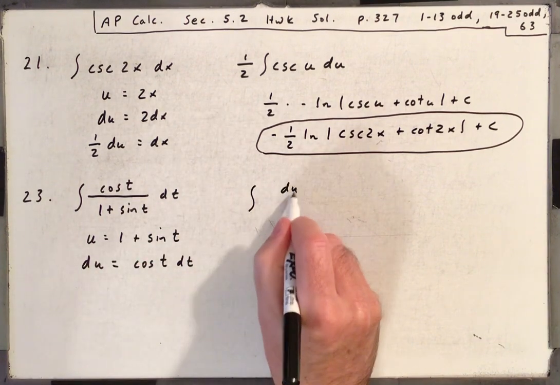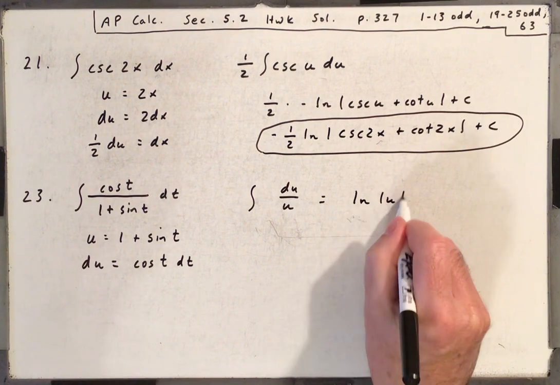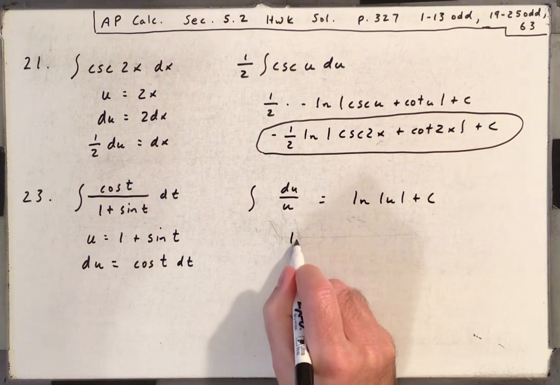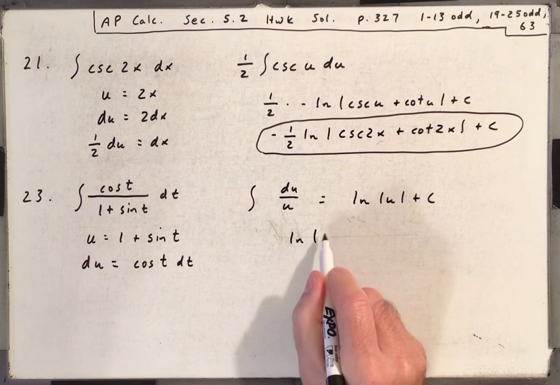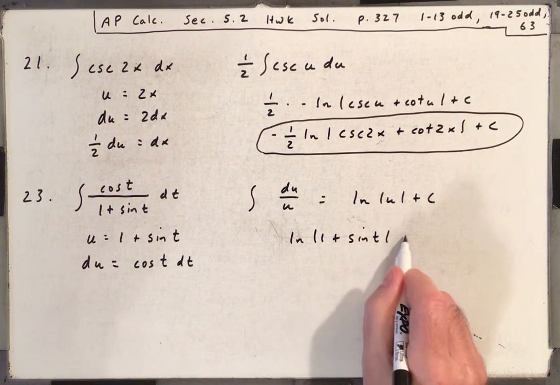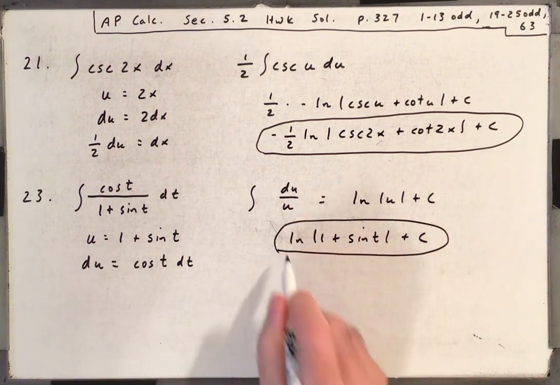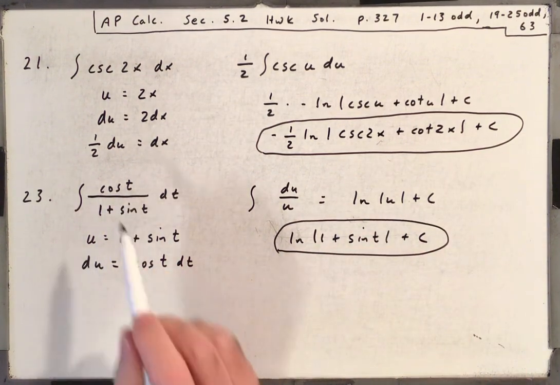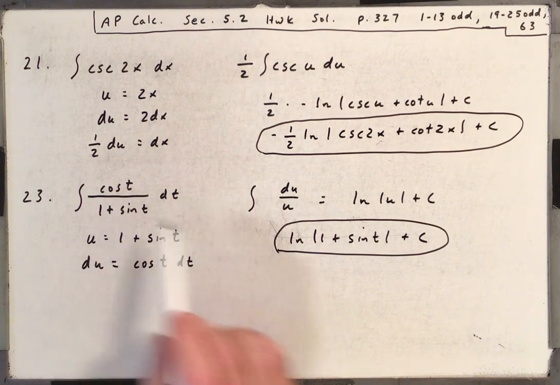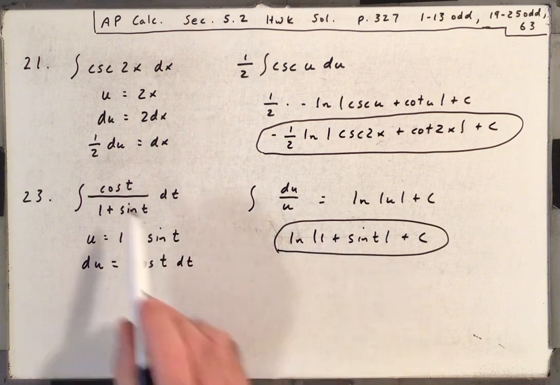So now I have du over u, which would be the natural log of the absolute value of u plus c. So that's the natural log of the absolute value of 1 plus sine t plus c. And I can kind of take the derivative with my eyeball there and see I'd go right back up to the original equation. It would be 1 over 1 plus sine t times the derivative of 1 plus sine t, which is cosine t.